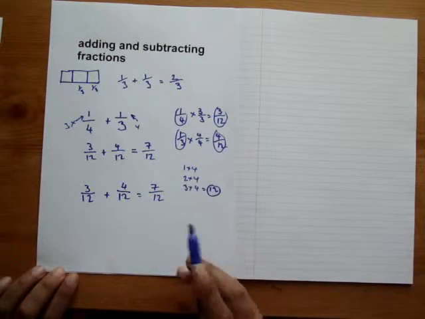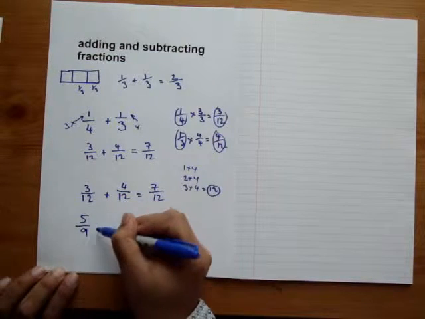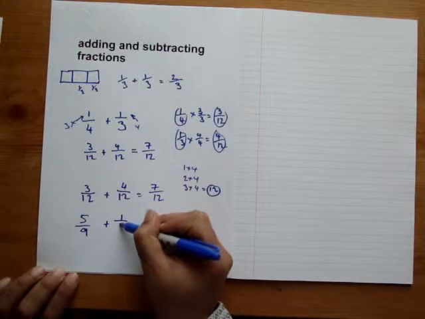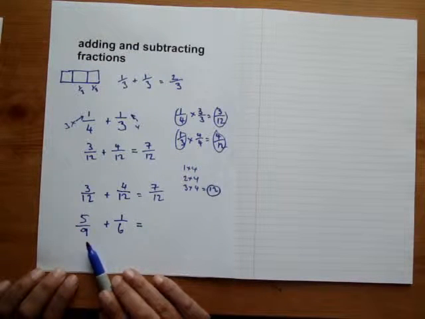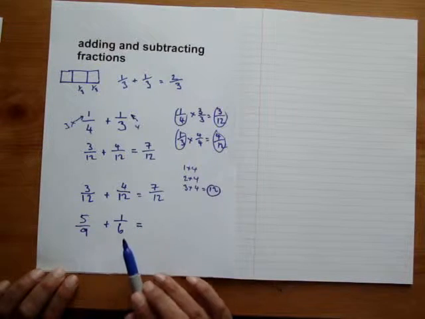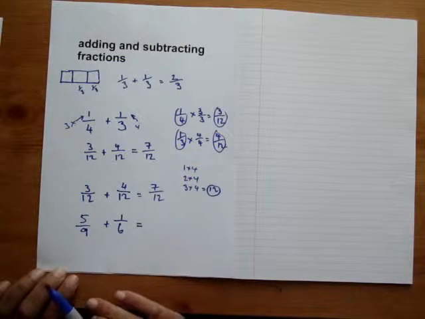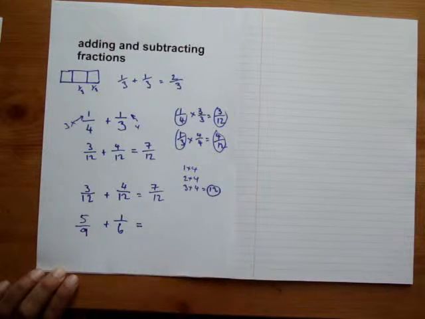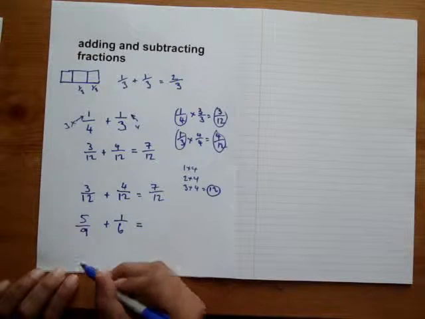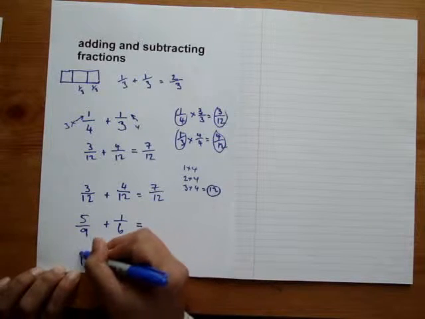Let's look at that for another sum, another addition. 5 9ths plus 1 over 6 equals. So we're looking for the lowest common multiple of 9 that is also a multiple of 6. Go through the 9 multiplication table. 1 times 9, nope, that's not a multiple of 6. 2 times 9, 18, yes, 3 times 6 is 18, so we can use that as the lowest common multiple. Put the 18 on the bottom as the denominator.